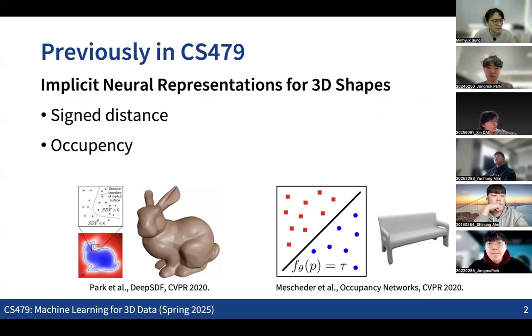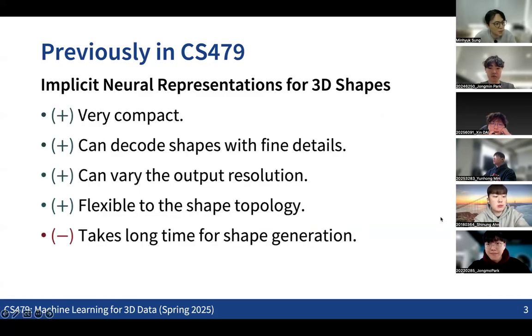We specifically discussed the idea of making a neural net that becomes the implicit representation for these 3D shapes. We mainly discussed two ideas in terms of what would be the output values of the function. One idea was outputting the signed distance, and the other was simply outputting the occupancy information.